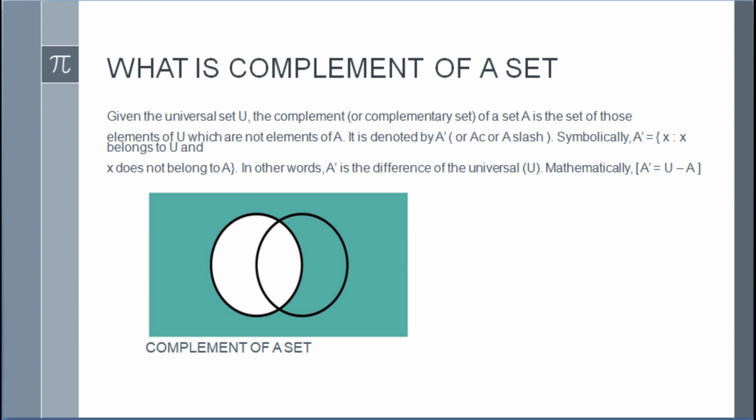One more example I can give you. Universal set equal to 2, 3, 4, 5, 6 and set D equal to 2, 3, 4. So again, it's very important to understand the formula U minus D. That means 2, 3, 4, 5, 6 minus 2, 3, 4. So the answer will be 5, 6. So this is the complement of a set.